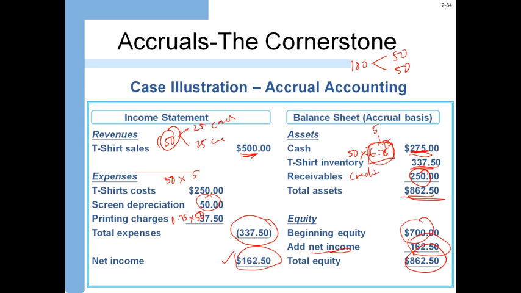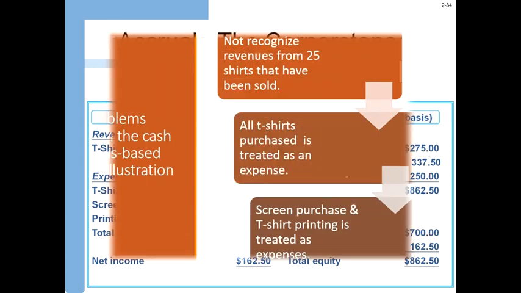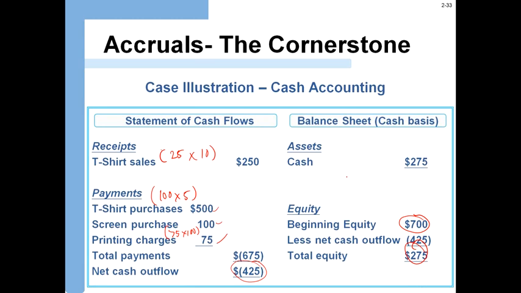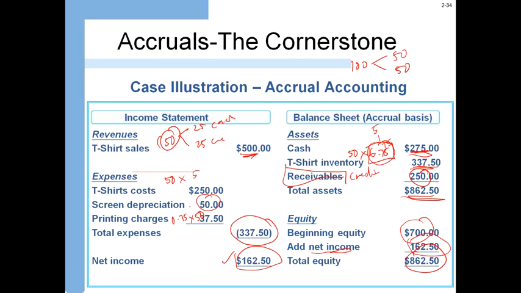So apa yang perbezaan kat sini? Obviously this one. And then you punya expenses. Kalau cash, dia ambil kira semua. Nampak ni, semua ni masuk dalam expenses. Tapi kalau accrual basis, different. Okay.